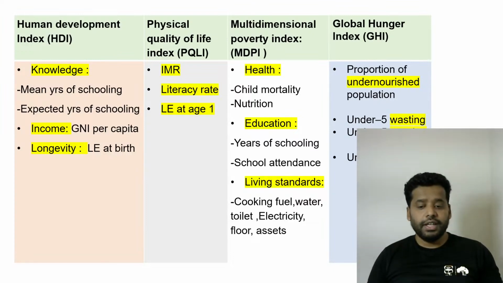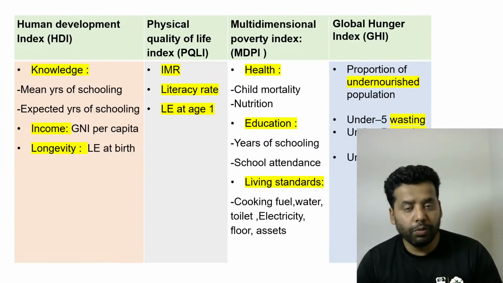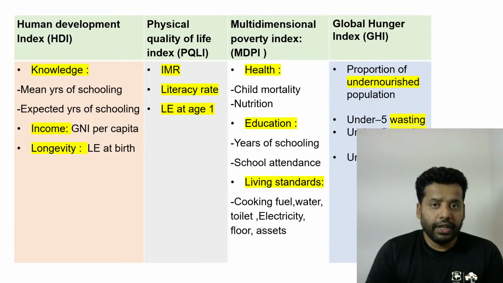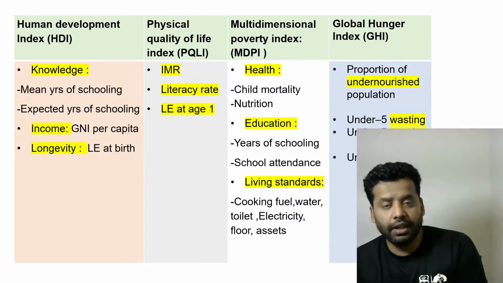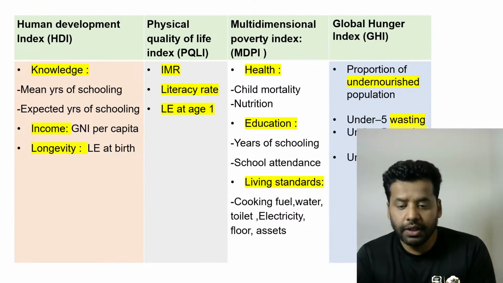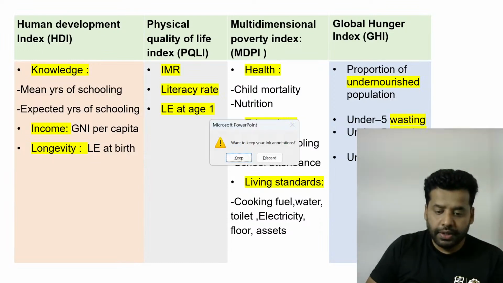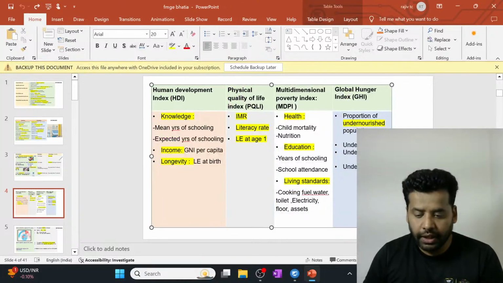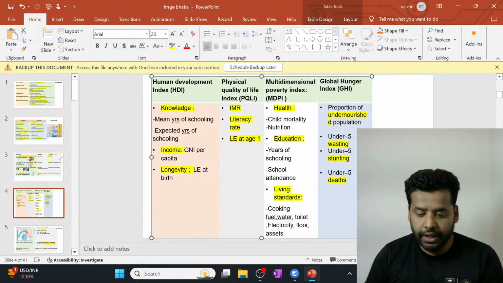Don't make a mistake in this table. This is a very, very important table for you. Human Development Index, Physical Quality of Life Index, Multi-Dimensional Poverty Index, and Global Hunger Index. Repeat the words: Human Development Index, Physical Quality of Life Index, Multi-Dimensional Poverty Index, and Global Hunger Index. These are very, very important things, especially the index part that they ask in the exams.